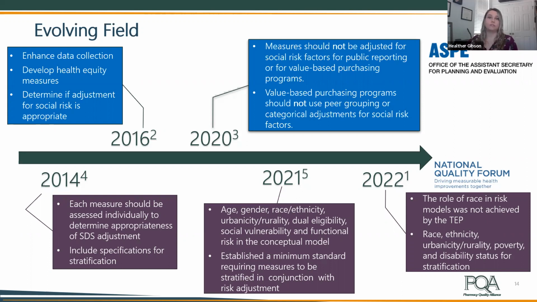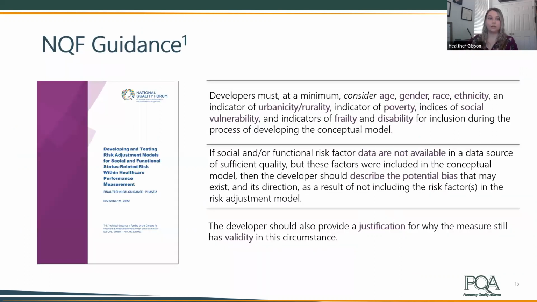In that report, NQF established some minimum requirements for what should be evaluated within the conceptual model, and also required that measures be stratified in conjunction with risk adjustment. We're going to talk about stratification a little bit later. They followed that report up most recently in 2022 with their final report, noting that while the role of race in risk adjustment was not decided on by their TEP, race as well as ethnicity, urbanicity, rurality, poverty, and disability status should be used for stratification of measure results. Let's go a little bit deeper into each of these, starting with NQF.